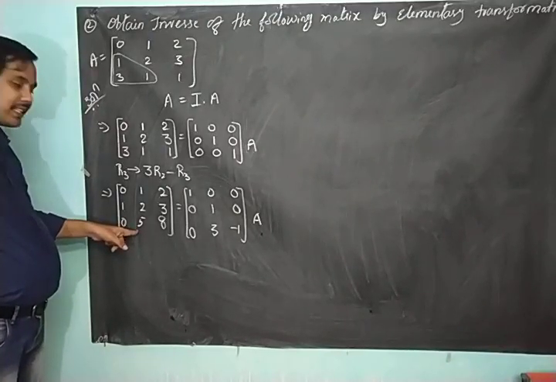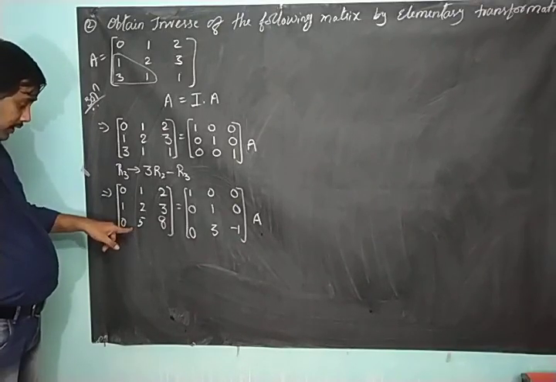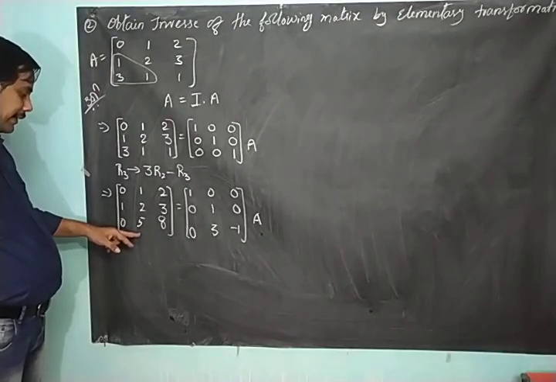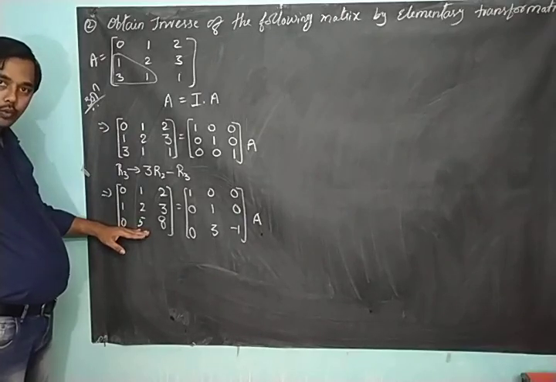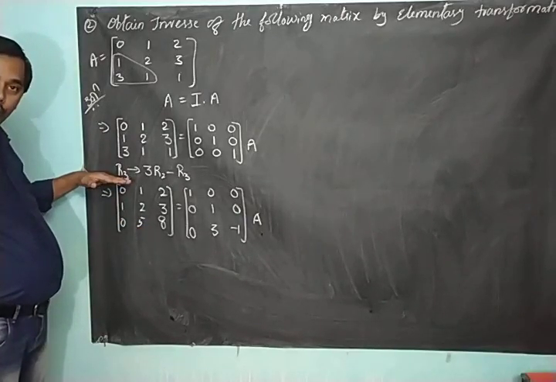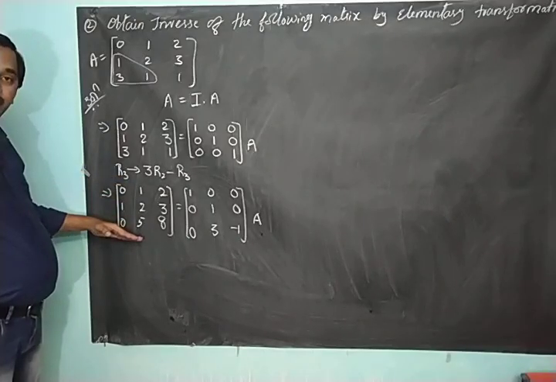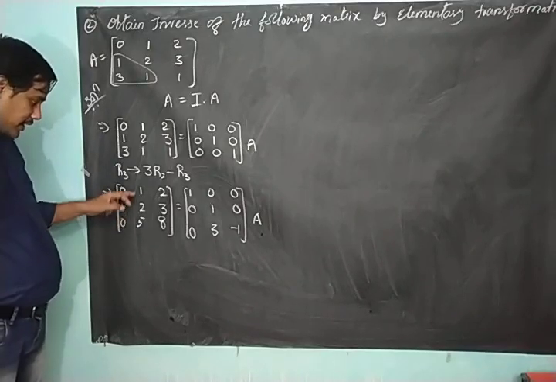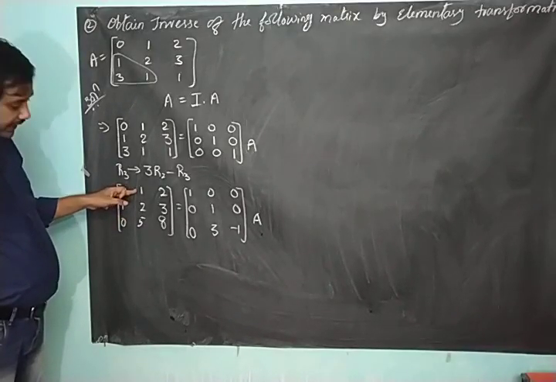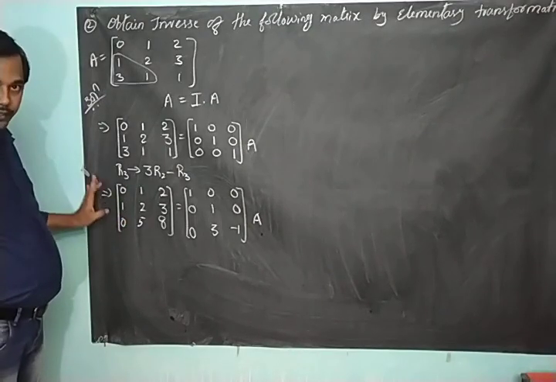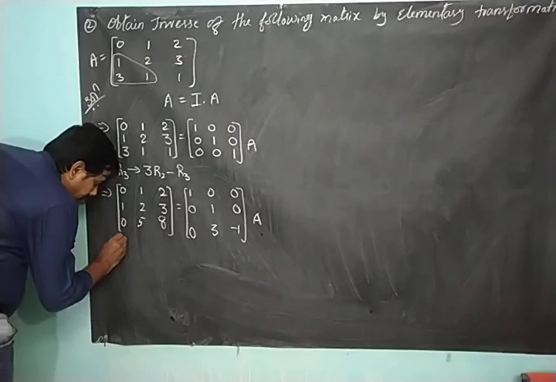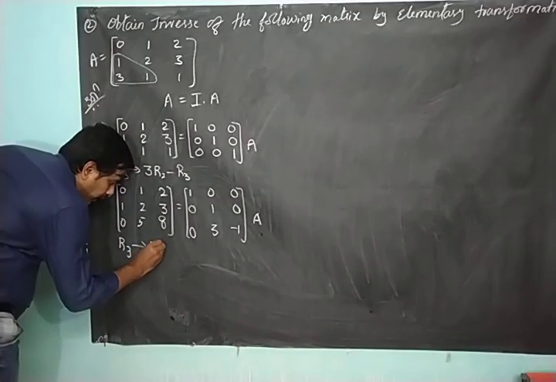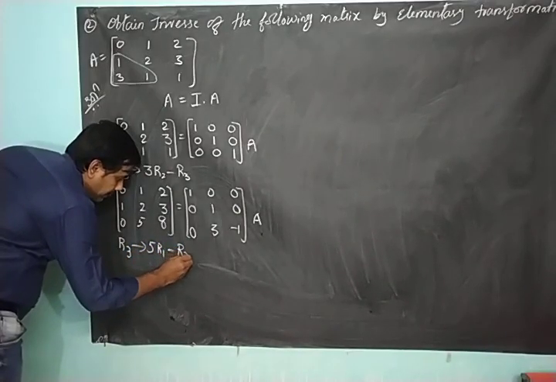We need this also as 0. So what to do here? This should become 5 minus 5. So it will be 0. How to get 5 minus 5? R3 changes to 5R1 minus R3. So 5R1 here is 5 into 0, 0, 0 minus 0 will be 0. So this will not change. 5 into R1 means 5 into 1, that is 5 minus R3. So 5, it will be 0. R3 changes to 5R1 minus R3.